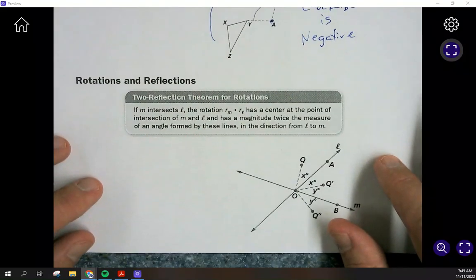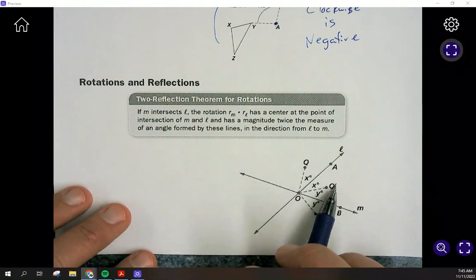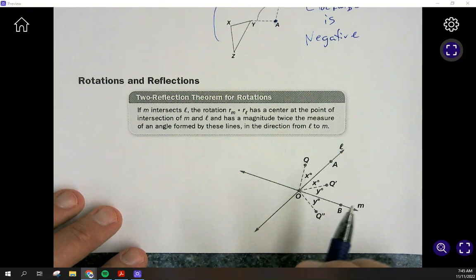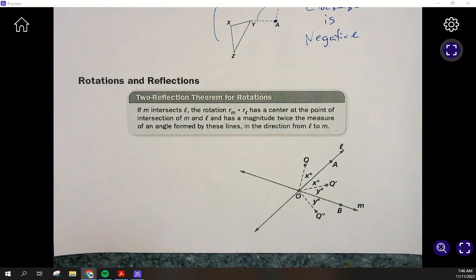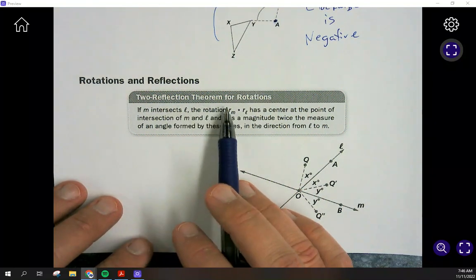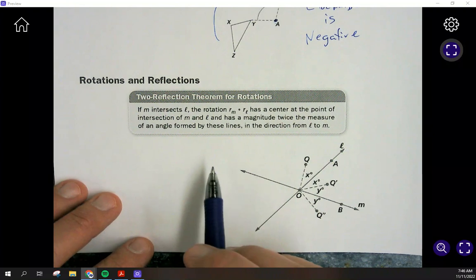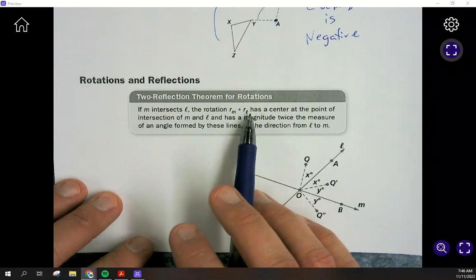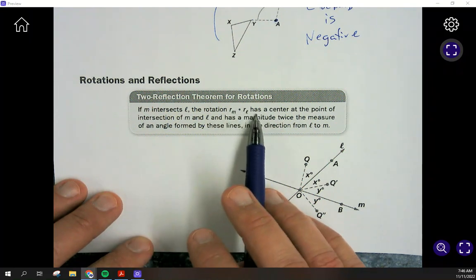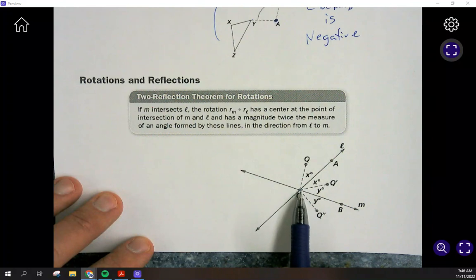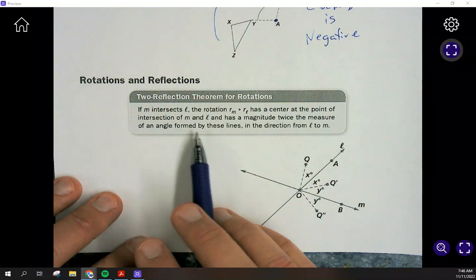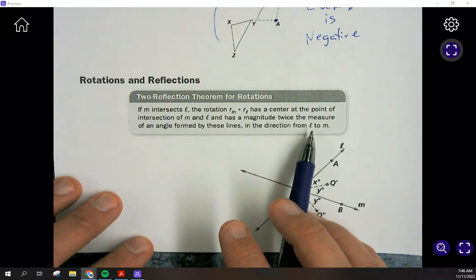Now for today, we're going to look at what happens when we reflect over two lines that are crossing, not parallel, but intersecting. What's the measurement of that rotation? And how many degrees is that going to be based on the angles that these lines are making here? The two reflection theorem for rotation says, I'm going to read it and then I'll explain it to you. If line M intersects L and the rotation over, remember we read this way, over L and then M, has a center at the point of that intersection of M and L, the magnitude is twice the measure of an angle formed by these lines in the direction from M to L.